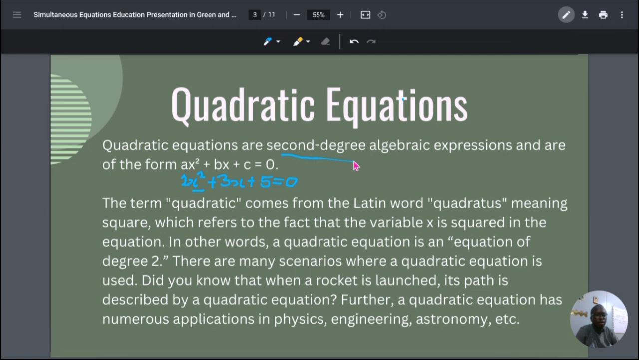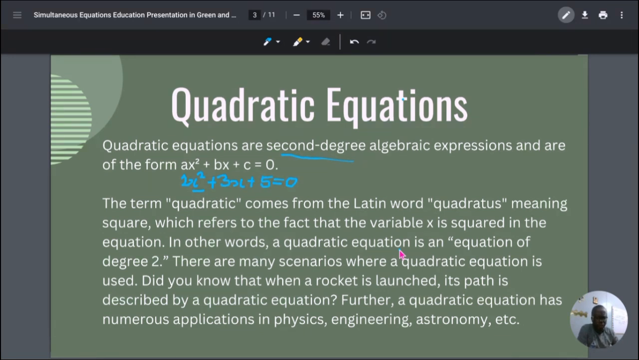The first degree algebraic expression would not have any squares or cubes and all that. The second degree would have a square, and the third degree would have a cube. So x cube or y cube or a cube or whatever it is. So quadratic equations not only have x's; sometimes, of course, they can be any letter, as far as algebra is concerned. So in other words, a quadratic equation is an equation of degree 2.